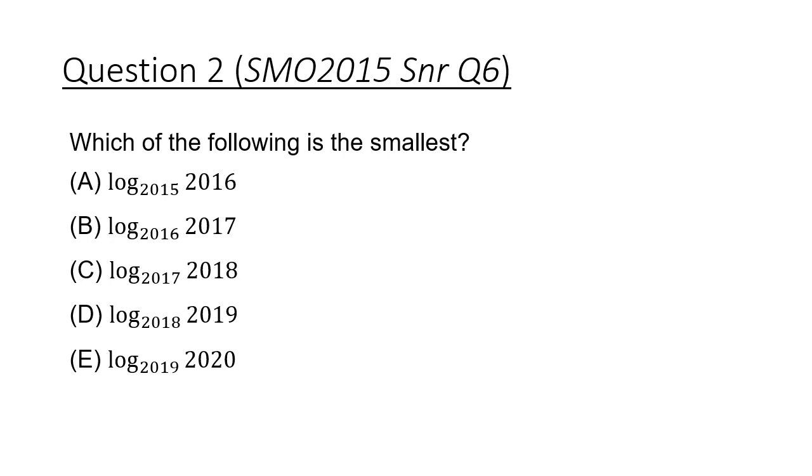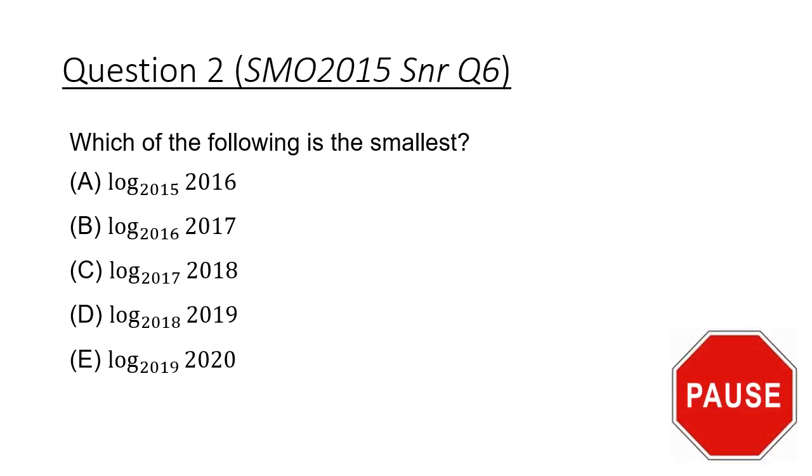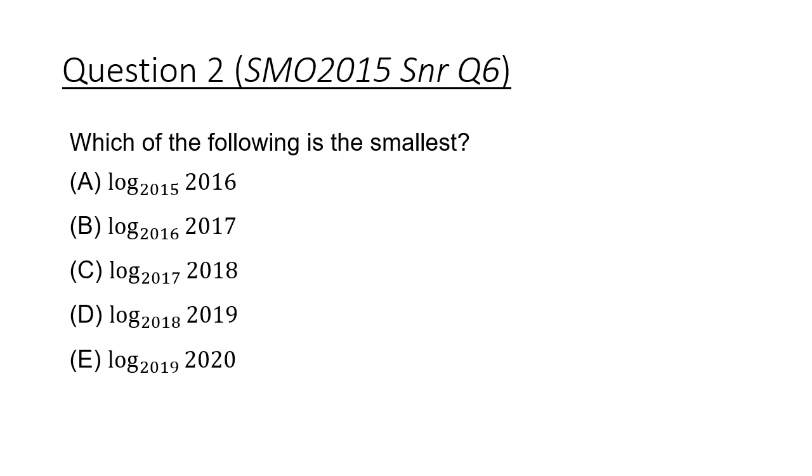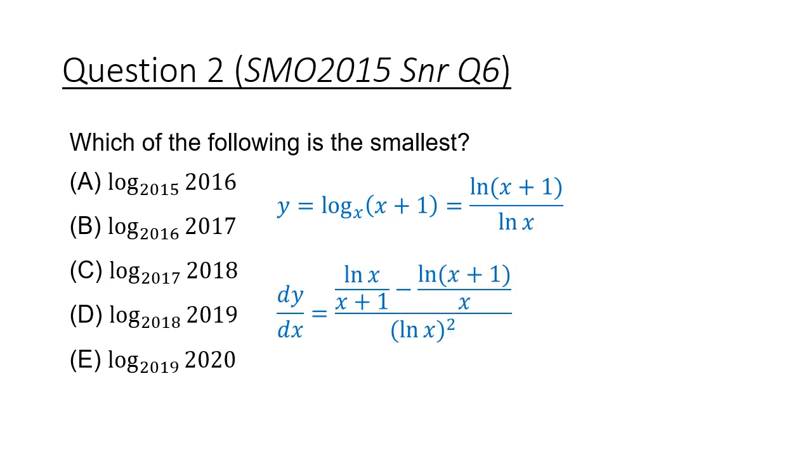Question 2. Which of the following is the smallest? Pause the video here and give this question a good try. So we can consider the function log base x of x plus 1. Apply the change of base law to the natural log. This will give us ln of x plus 1 over ln x. And we can differentiate this using the quotient rule.